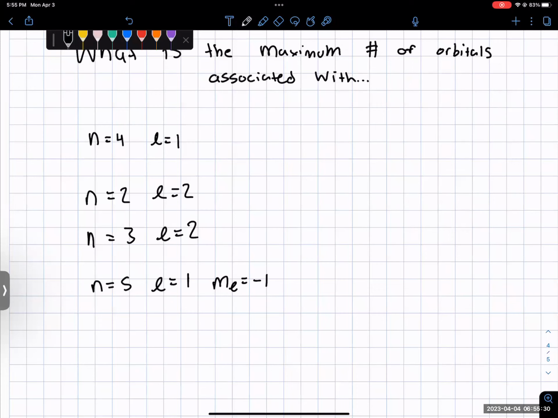We just went over that the number of orbitals is determined by how many blank values there are. What was that blank that I just said right before? M sub L. So how many M sub L values there are determines how many orbitals there are. So M sub L for this one can be -1, 0, or +1. That means that there are 3 orbitals associated with these 2 quantum numbers. So the answer should have been 3 orbitals.